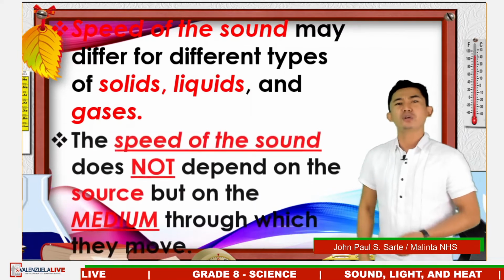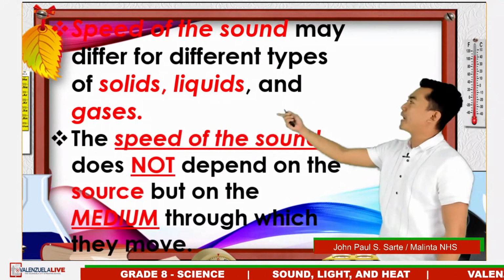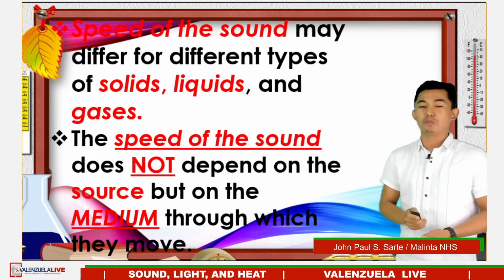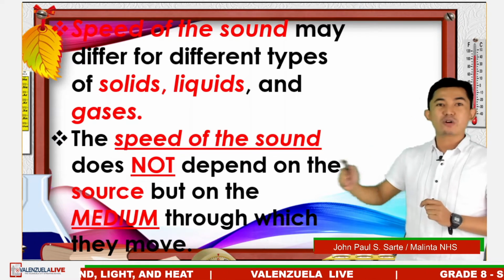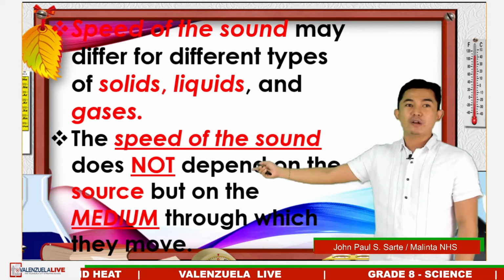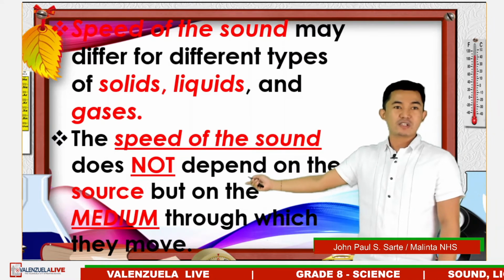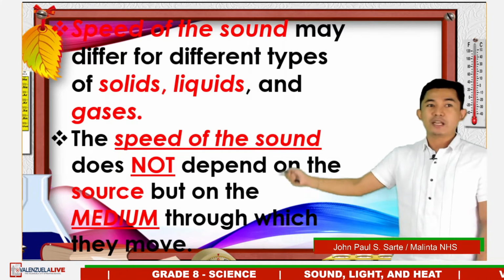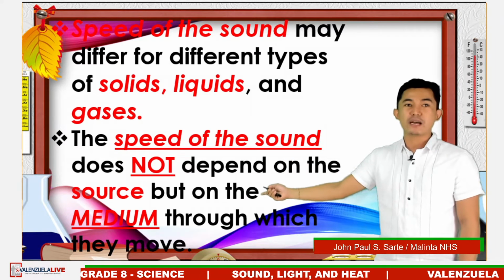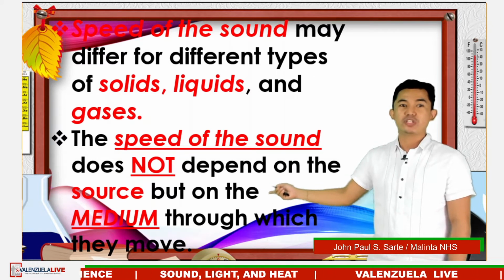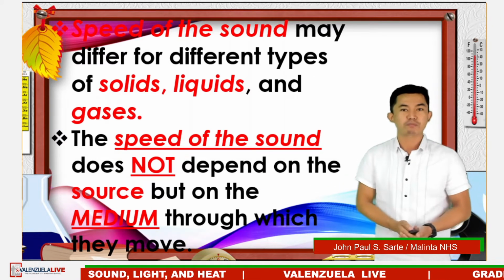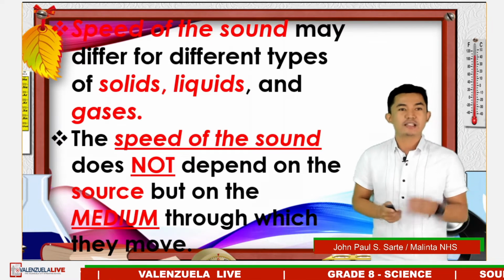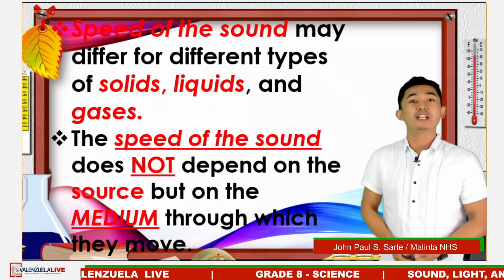And also, the speed of sound does not depend on the source but on the medium through which they move. Please do take notes of those words that I highlighted here. We have the speed of sound, the word not, source, and then medium. Because the speed of sound, as the words say, does not depend on the source but on the medium through which they move. Sir, what do you mean by medium? Medium refers to the matter or the objects or things that the sound waves can travel through.